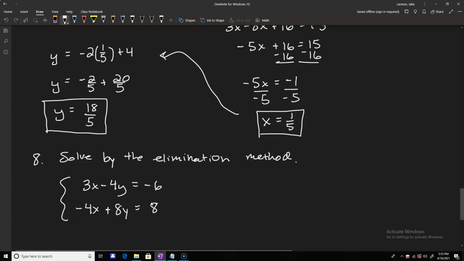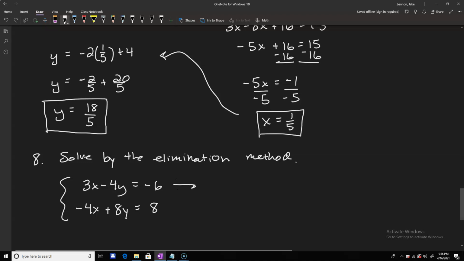So basically what you want is to pick a letter, and then multiply one of the equations or both of the equations so that they have the same coefficient, the number in front, but opposite signs. That way when you add them together, they'll disappear. So an easy choice here is going to be y. If I multiply the top equation by 2, I'll have a minus 8y, and when I add that to the bottom equation, it will cancel with a plus 8y.